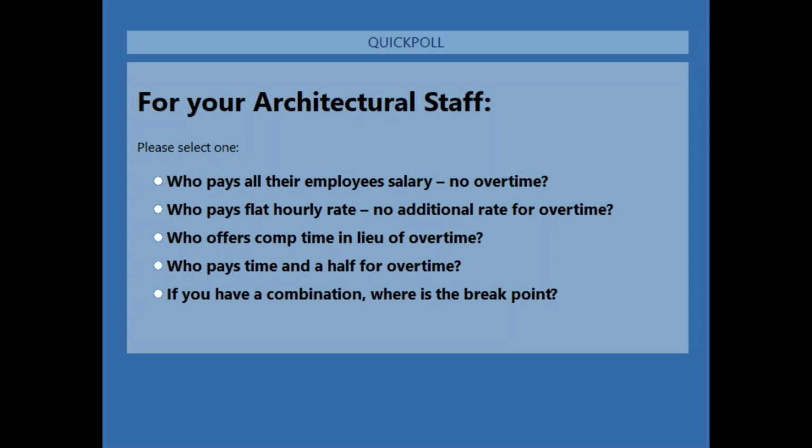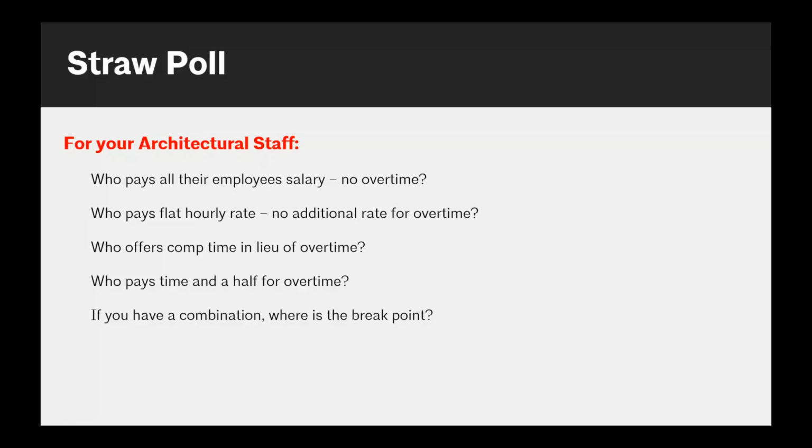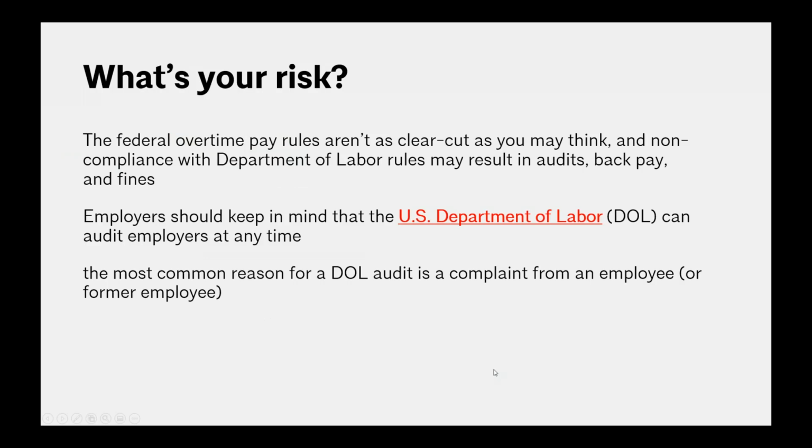So it seems to me that when we get further into the PowerPoint here, people will realize that they might be at some considerable risk. And what is the risk? The biggest risk that you have, can we go on to the next slide, please? Forward 2, please. What is your risk? The federal overtime rules aren't so crystal clear that you can say, absolutely, that person's exempt, that person's not exempt.